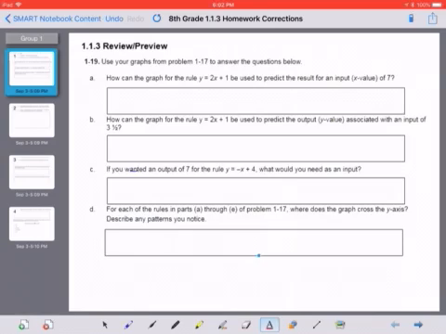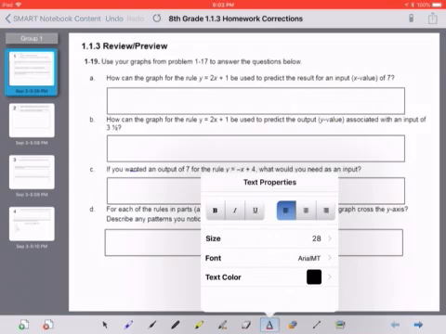Here are the corrections for the 113 review preview. The very first question is asking you in problem 19 to use your graph from problem 17, which was from the algebra walk, to answer the question below. Part A says, how can the graph for the rule y equals 2x plus 1 be used to predict the results for an input or an x value of 7?